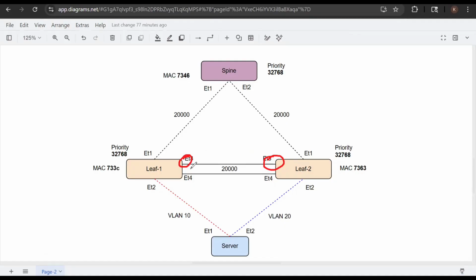So the first factor is root path cost, the second is bridge ID, the third is the MAC address, and the fourth is the port ID. I'm going to test all these. The MAC address we cannot test, because we cannot change it. So I'm going to change the root path cost, then change the bridge ID by configuring a different priority, and also the port ID by changing the port priority.